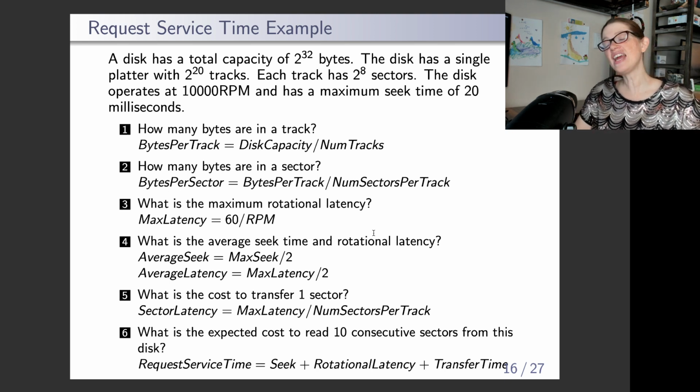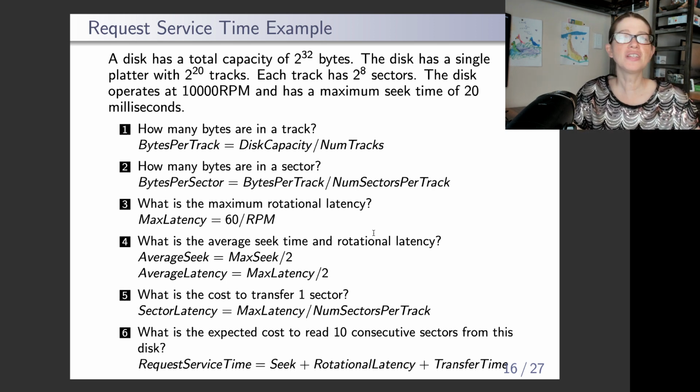Now I've posted a disk drive math guide to Piazza. So if some of this math is confusing for you, by all means, please check out the reference guide for more examples and more formulas. So we've got 2 to the power of 20 tracks, and each track has 2 to the power of 8 sectors. Our disk is going to operate at 10,000 revolutions per minute, and our maximum seek time is 20 milliseconds.